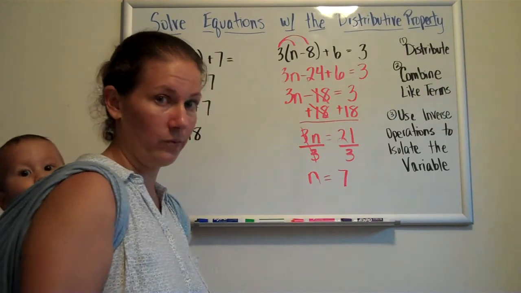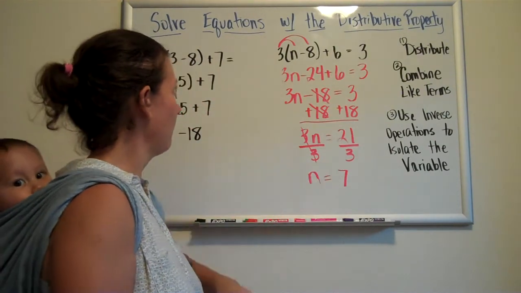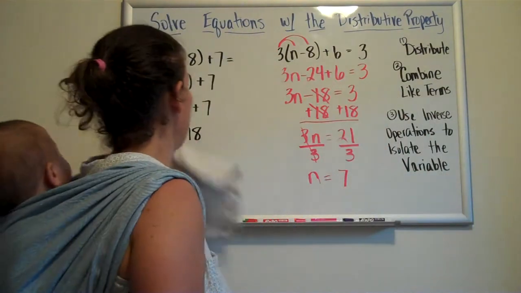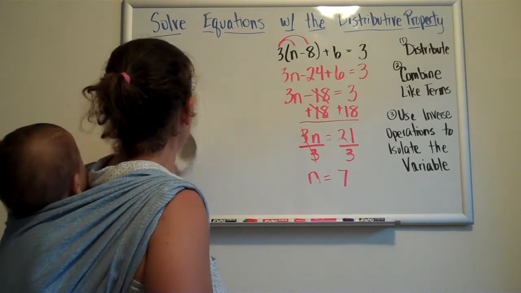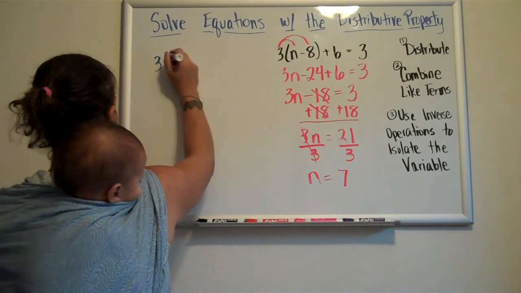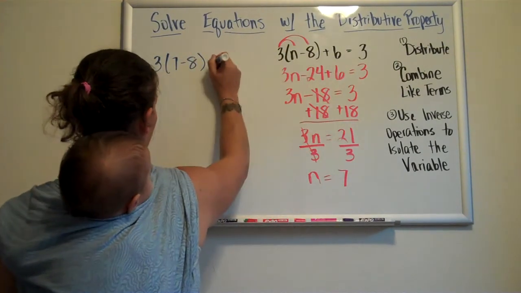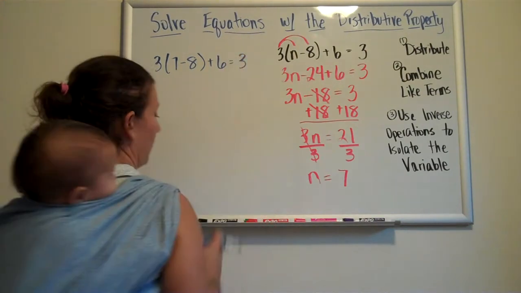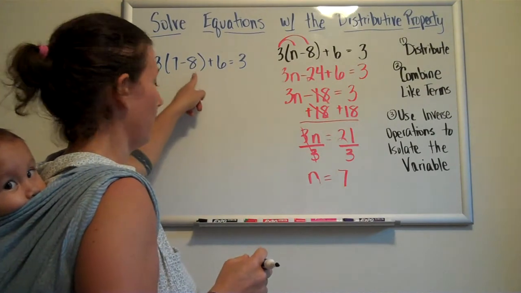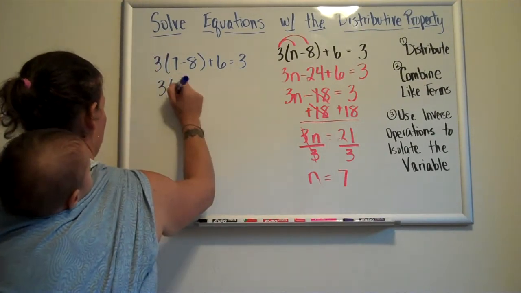The last thing you always want to do is check your answer. So when n equals 7, I'm going to come back to my original equation, and I'm going to plug in 7 for n. So instead of writing n, I'm going to write 7, and then just copy the whole rest of that equation. Okay, and if I'm solving this equation, I want to look in the parentheses and start with 7 minus 8. 7 minus 8 is going to be negative 1, and bring the rest down.